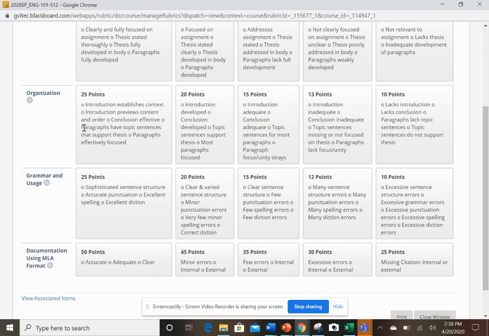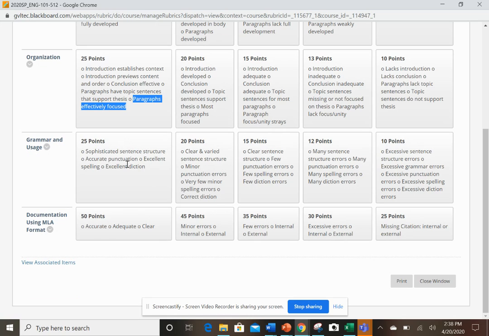That's the idea. Paragraphs have topic sentences that support the thesis, so we'll make sure those are looking good in this first Padlet draft that's due tomorrow. Tomorrow being Tuesday, your paragraphs are effectively focused. You stay on topic. You don't go off the rails. Grammar and usage, same as always.